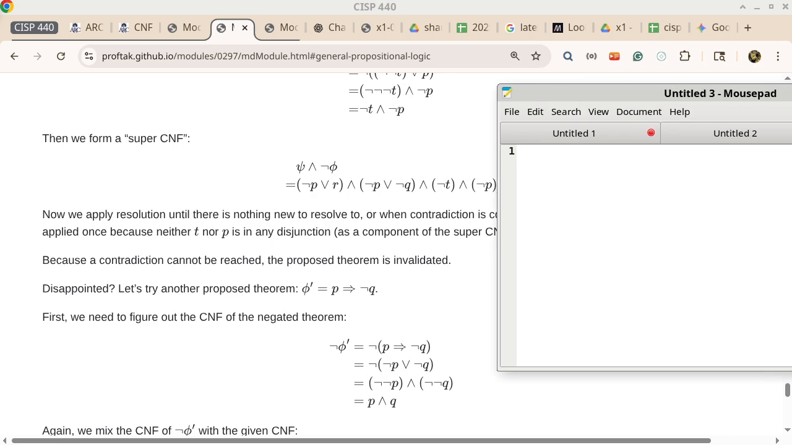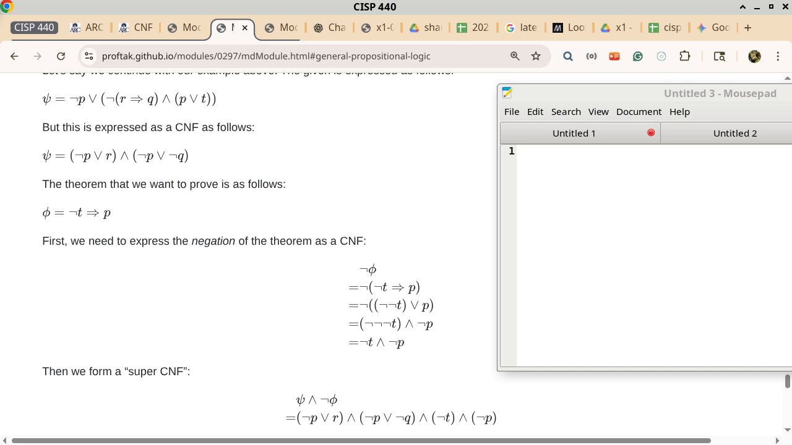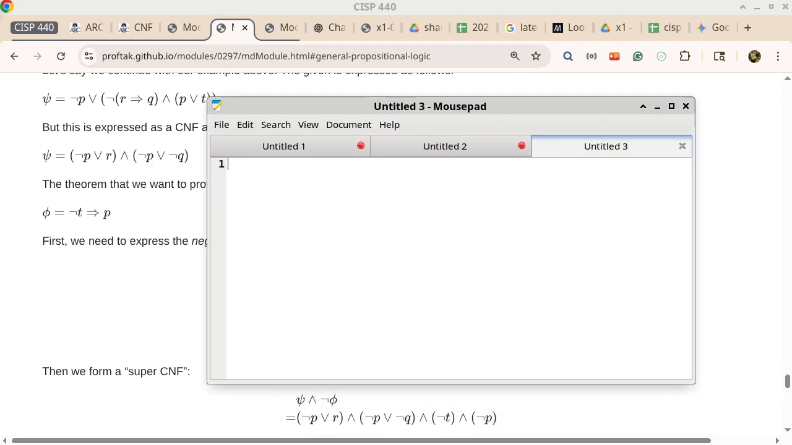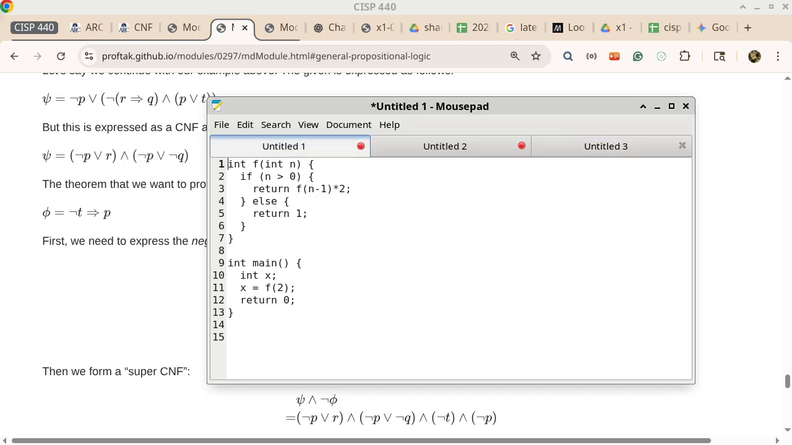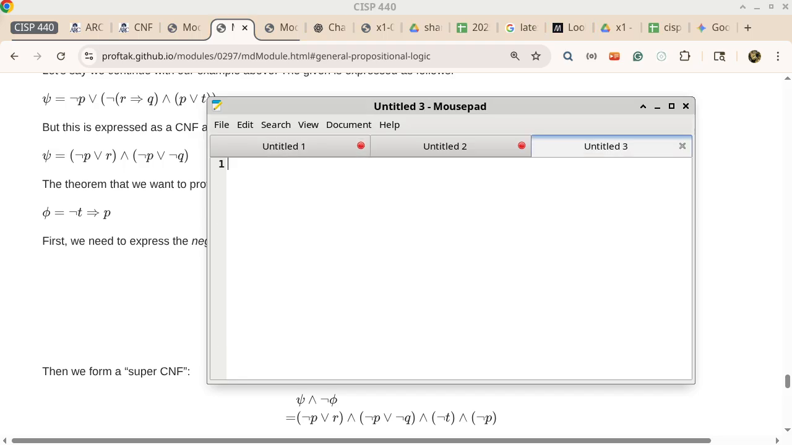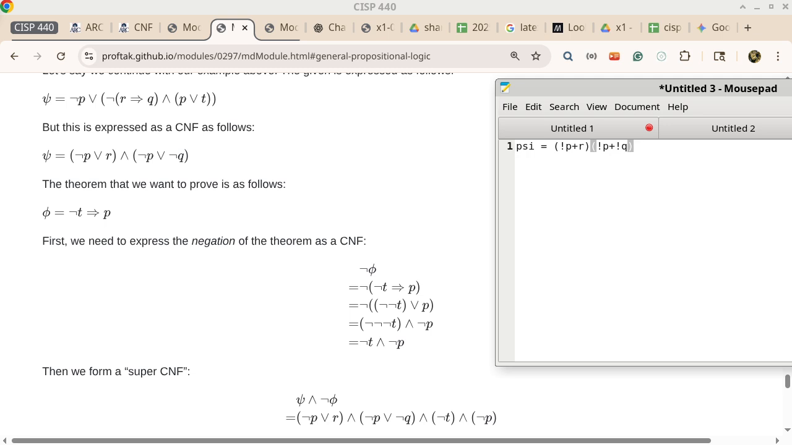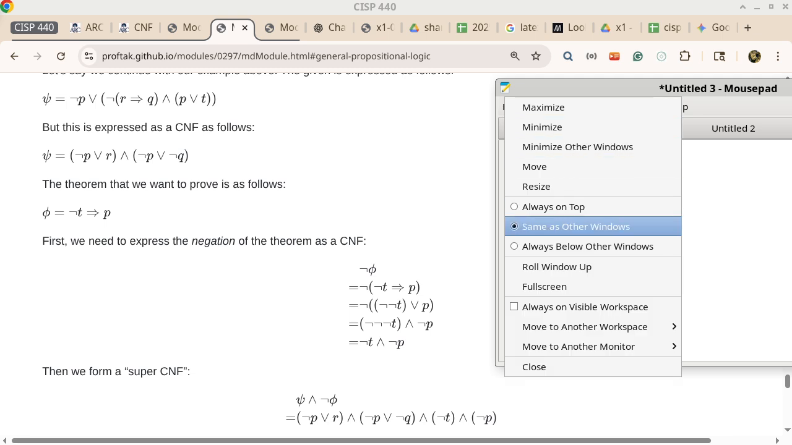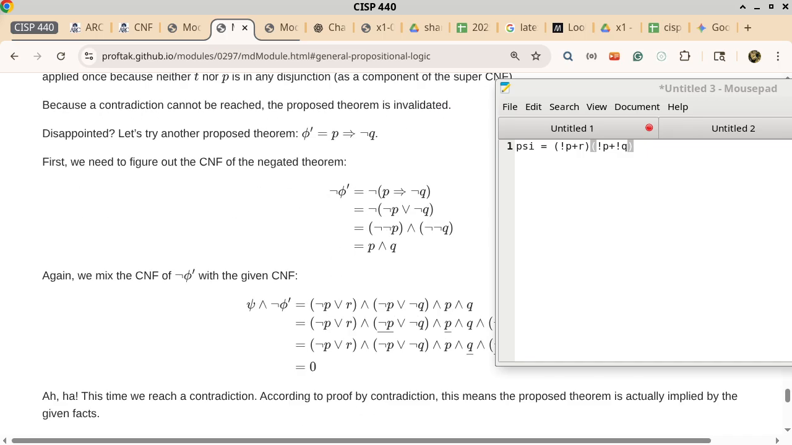So we have to go back to psi, which is a CNF representing everything that we know is true. Let's rewrite that here. So psi is not P or R, and not P or not Q. Last time I made a mistake of forgetting that Q is negated, and that's why it did not resolve to false. So now we put this over here, make this always visible, and then we scroll down to phi prime.